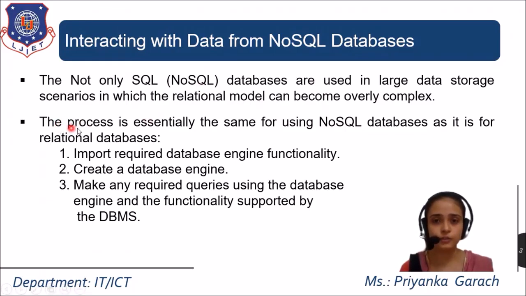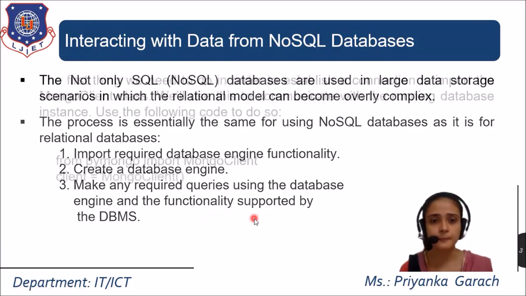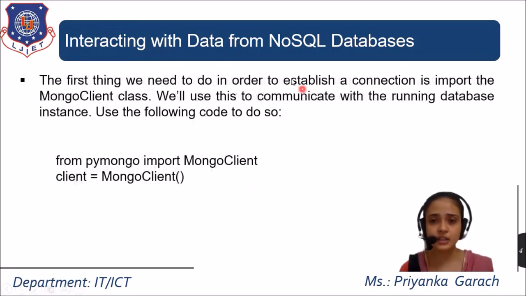So in Python, if you want to interact with the NoSQL databases, then the process is very similar to the relational databases. That is, the first step is to import the required database engine functionality. Then you have to create a database engine, and then you have to make any required queries using the database engine and the functionality supported by the DBMS. So in the NoSQL databases, you can make use of MongoDB. MongoDB is one type of database under the category of the NoSQL databases.